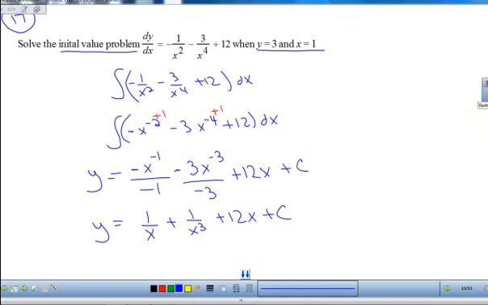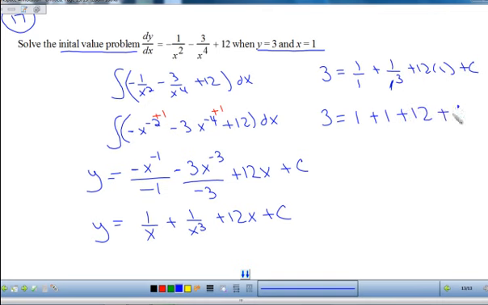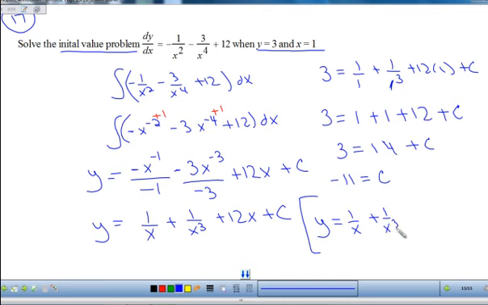So x was 1 and y is 3. So I'm going to have 3 is equal to 1 over 1 plus 1 over 1 cubed plus 12 times 1 plus c. So I have 3 is equal to 1 plus 1 plus 12, so that's 14. Subtract 14, so I get negative 11. So my solution is going to be y equals 1 over x plus 1 over x cubed plus 12x minus 11.